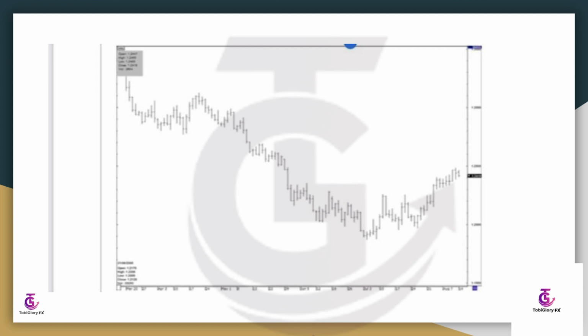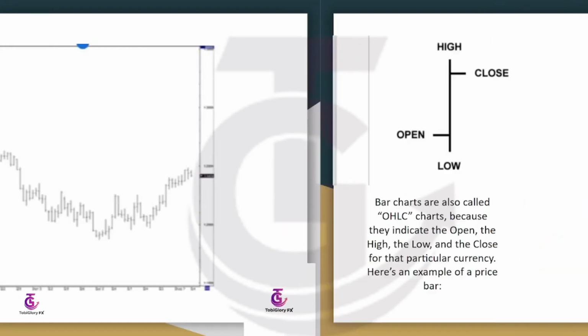Looking at this bar chart information. I will not be talking much about bar charts, because the main charts we forex traders use are line charts and candlesticks.